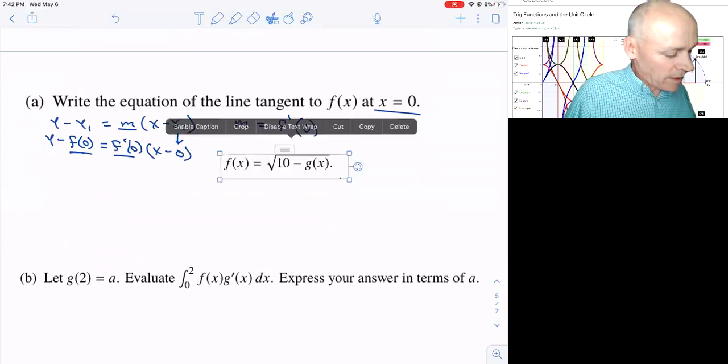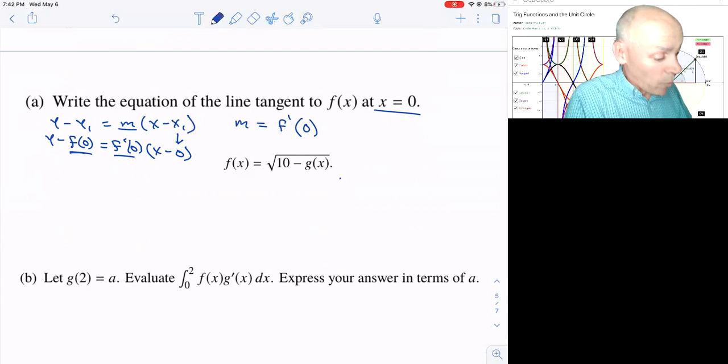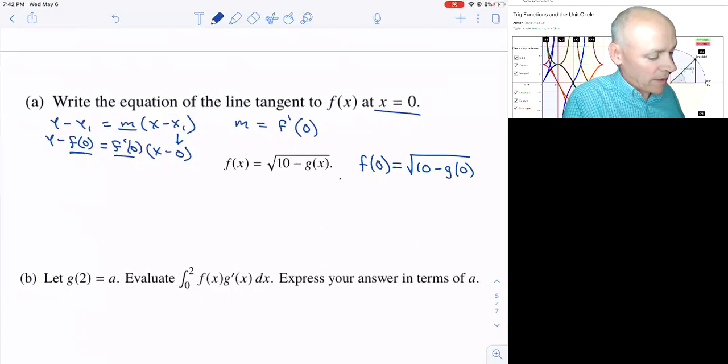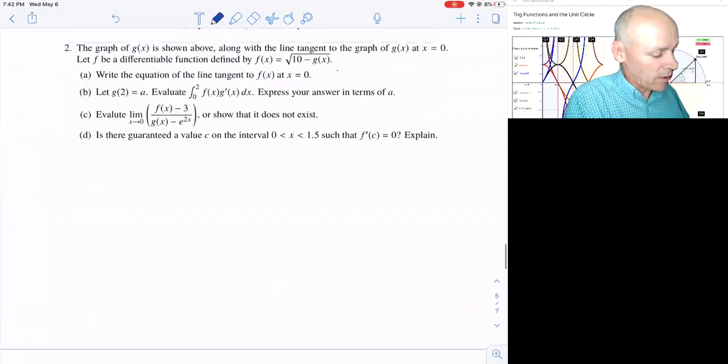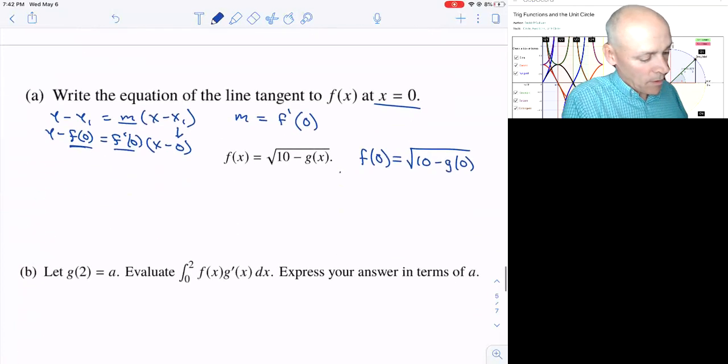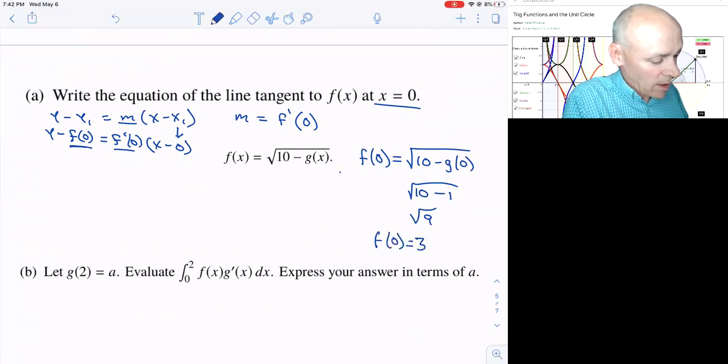So there's f of x. And so really, I want f at 0. So f at 0 is equal to the square root of 10 minus g at 0. Okay, well, now I got to find g at 0. So I got to go to the graph. G at 0, there's 0. G at 0 is equal to 1. Okay, so this becomes 10 minus 1. It's 9. That's equal to 3. So f at 0 is equal to 3.